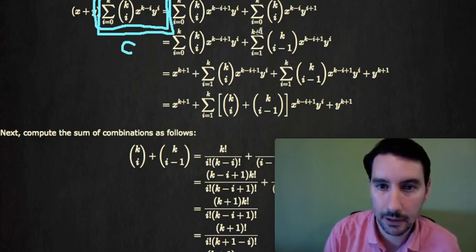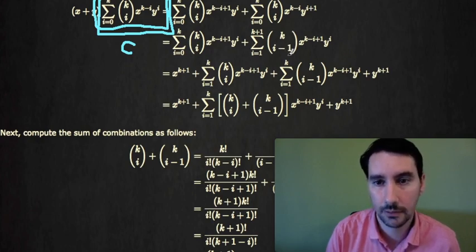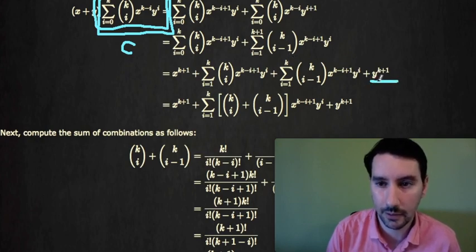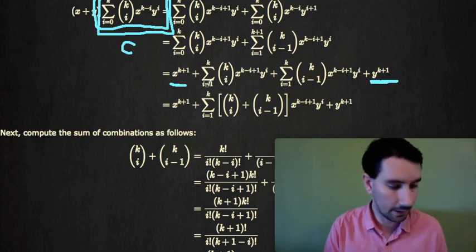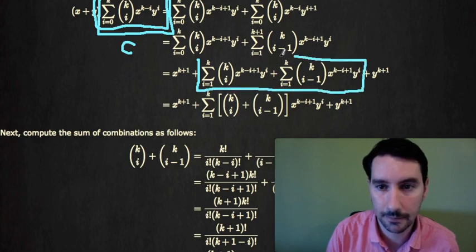If we plug in I equals k plus 1 into the second sum, because the first sum doesn't have a k plus 1, we're going to get x to the 0, y to the k plus 1. And it's k choose k, because we have k plus 1 minus 1, which is just k. So that gives us this y to the k plus 1. So these two terms on the side have been pulled out. And then the sums now have a common range from 1 to k.